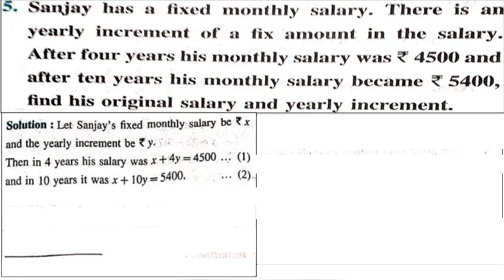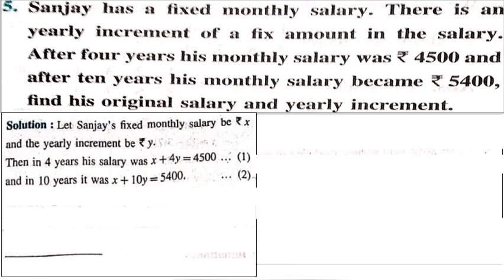Now in 10 years it will become x plus 10y, and that amount is 5,400. So it will be x plus 10y according to the second condition is 5,400. Let's number this as equation number 2. So now when we compare equation 1 and 2, they all have same sign. So whenever they have same sign, we are supposed to subtract, and we have to check whether they have equal coefficient. If the coefficient is not equal, we have to equate. But here luckily we have coefficient of x is 1 1, which is same.